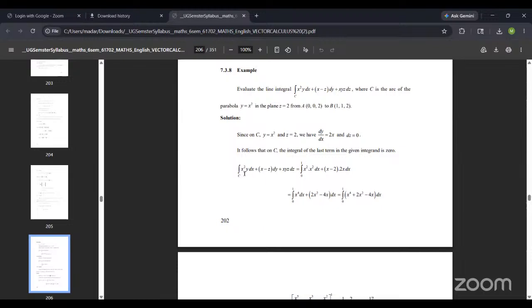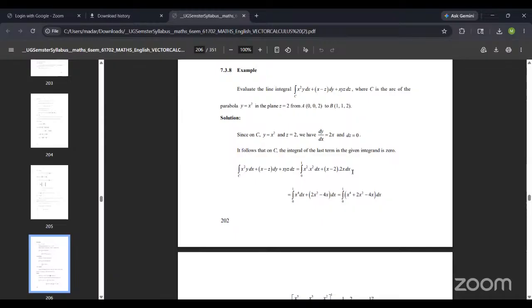Now see the integration of x square. y is x square, so x square into x square dx plus x minus z, where z equal to 2, so x minus 2. What is dy? dy equal to 2x into dx. We are completely changing into the x variable.